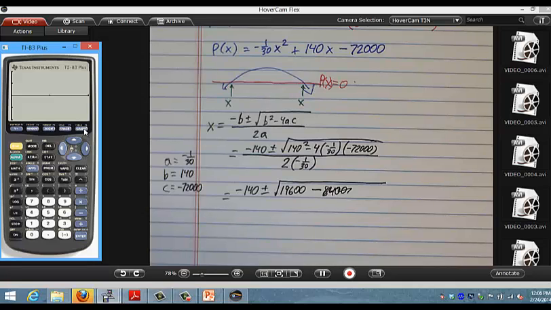I don't see anything. You like zoom fit? Zoom fit's a nice trick. I could do that. Let me look at the window again. 0 to 200. Isn't that what we said the model's good for? Y min and Y max. We don't see anything. I got to look more carefully here.